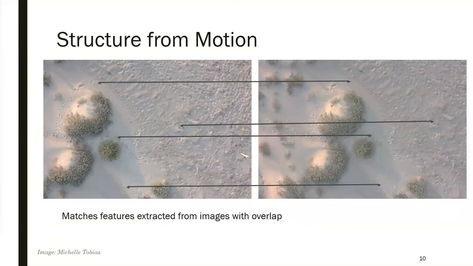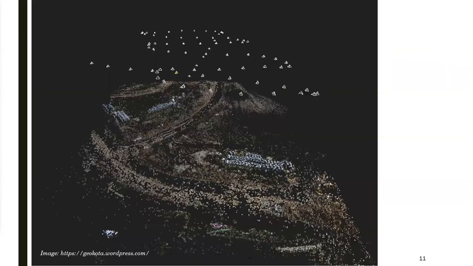And so by comparing the angles and the position of the points, you can start to build up this sort of three-dimensional understanding just based on two-dimensional photos that are offset but overlapping a little bit. So that's structure from motion.